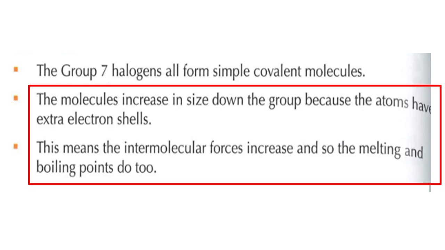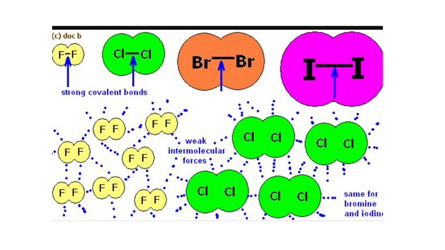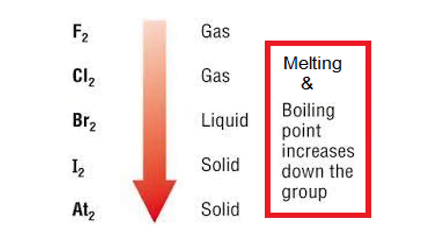So why do the melting and boiling points increase? They have extra electrons, so the intermolecular forces increase. You know why they increase, because if you have more electrons, you're going to have bigger positive and negative charges. Simple as that. Now, fluorine and chlorine are gases, bromine is a liquid, and iodine and astatine are solids.